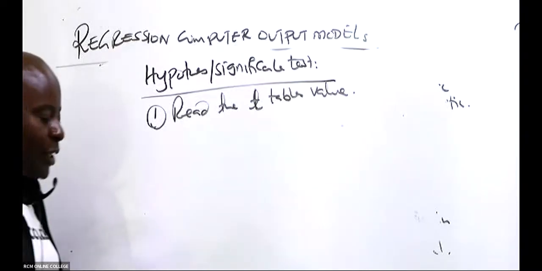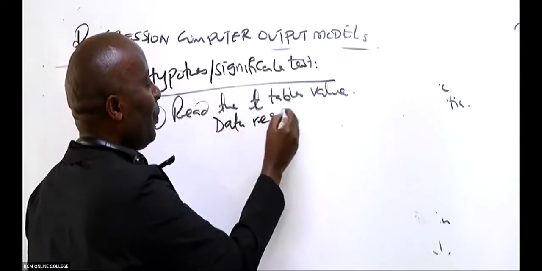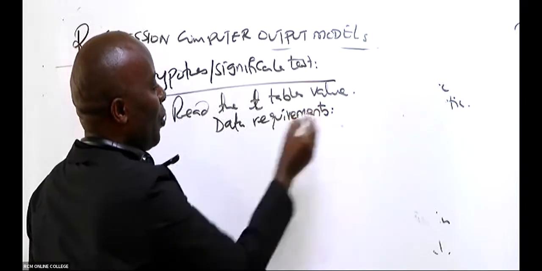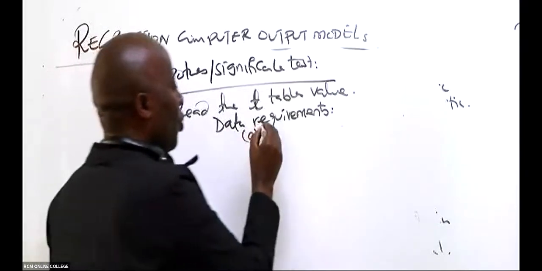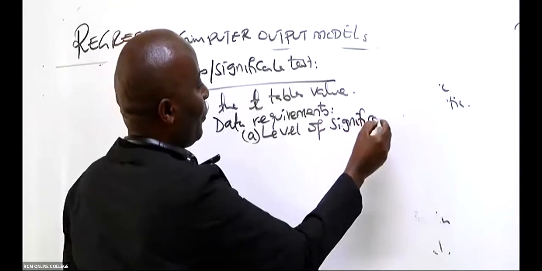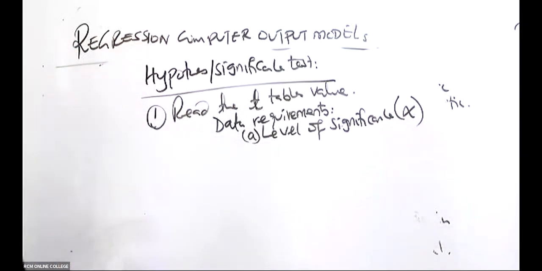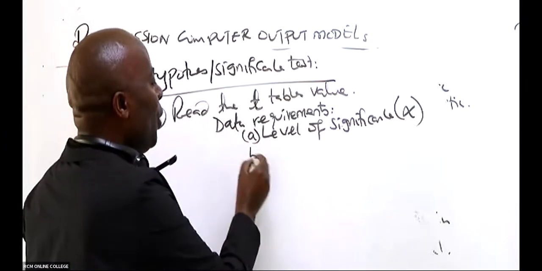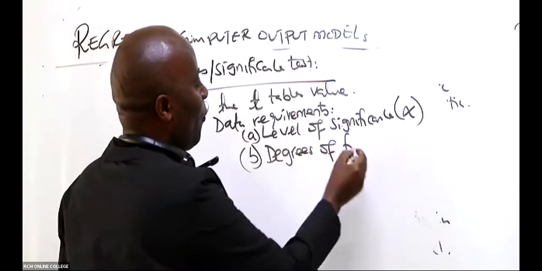And for us to be able to read the T table's value, what do we need? Data requirements. A, we need, my good students, the level of significance that we call alpha. That is our A. And then B, we need degrees of freedom.